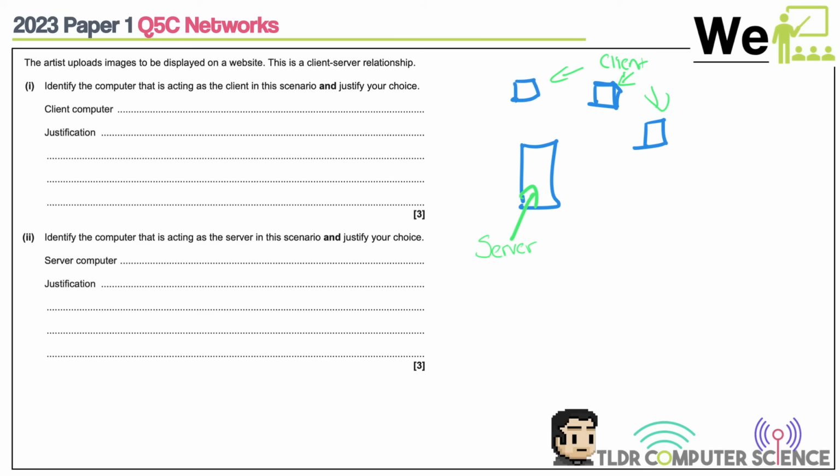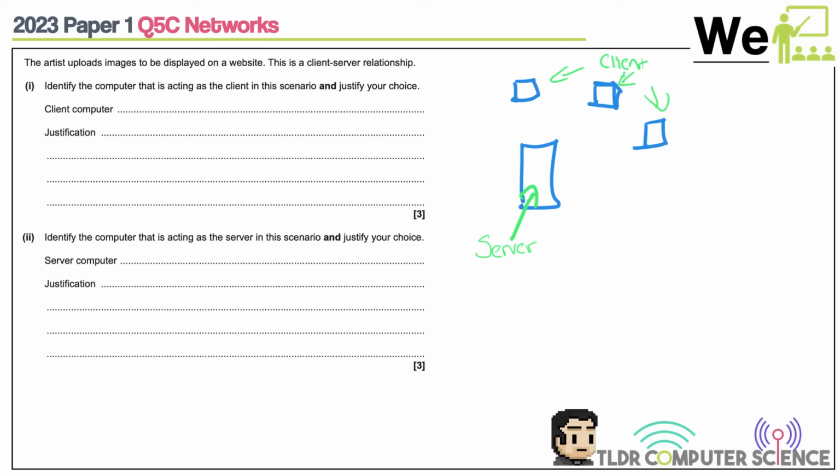Identify the computer that is acting as a client in this scenario and justify your choice. Well, as discussed before, remember the school that you work at: the computers you work at are clients, and the server will be a web server or file server that's holding data for you, probably locally in your building over a local area network. Your computer is much like this one here where you're doing this work. It will almost certainly be a client. The artist's computer itself will be the client in this situation, and in this scenario, the artist is uploading images to be displayed on the website.